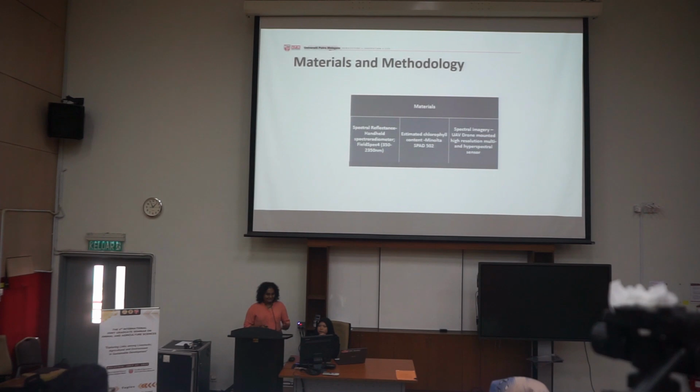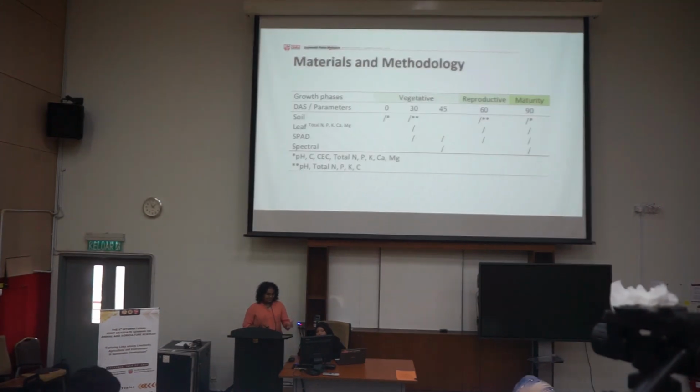For my materials and methodology, we use spectral reflectance with a spectrometer, and also UAV drone-mounted sensors and hyperspectral sensors. These are the parameters, taking into consideration the growth phases, which are the vegetative, reproductive, and maturity. These are the parameters that we have run. This is a systematic sampling with 15 to 14 subplots.